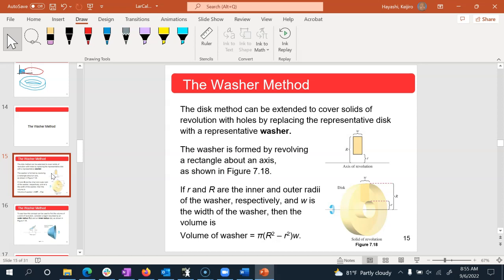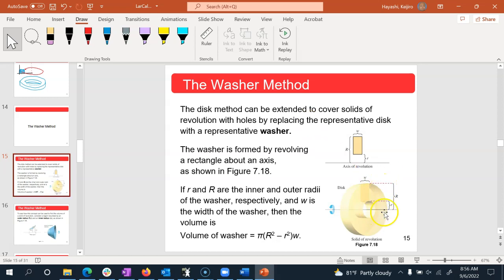Alright, so what if instead of being right up against the axis of revolution, or the axis of rotation, your shape, the silhouette that you're taking and sweeping out, what if it wasn't right up against it? What if it was just away from it by a little bit? In that case, you do not have discs, but you have washers.